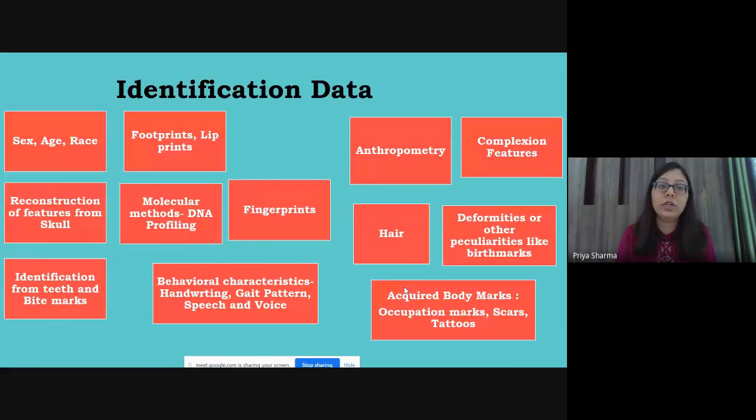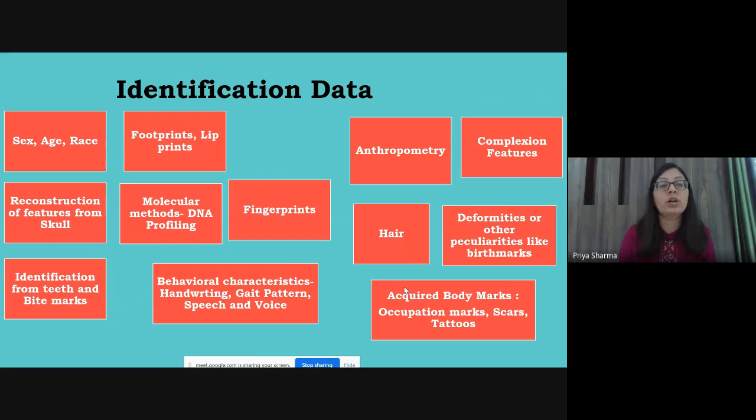So these are certain points that we refer to establish the identity. As you can see, if we have found a dead body, we need to first find out whether it's a male body or a female body, what is the age of that person, what is the race or the community background, that we can establish from the outer appearances, like the complexion, the features, the hair type. From here we can establish the race of that person as well.